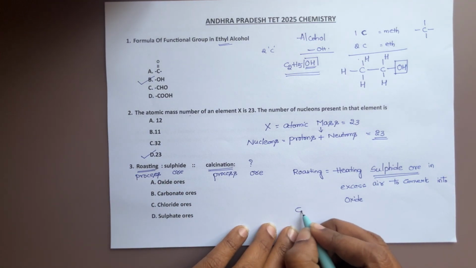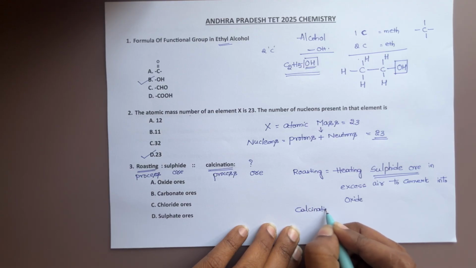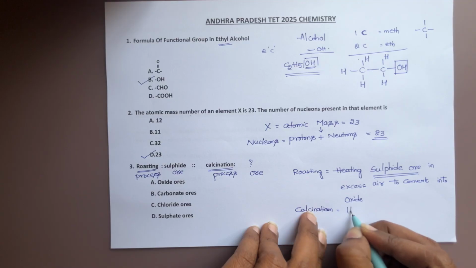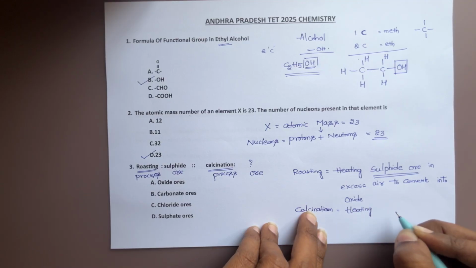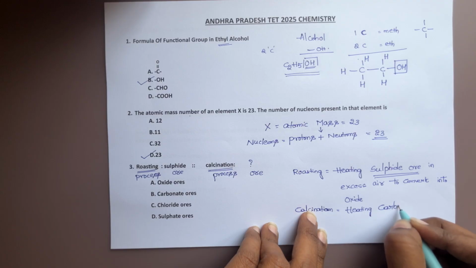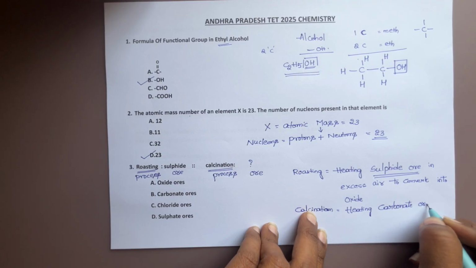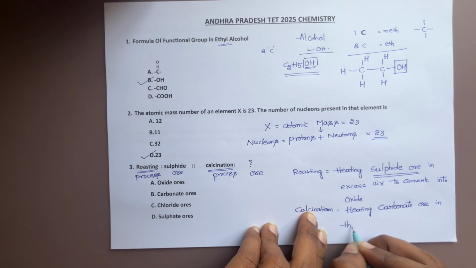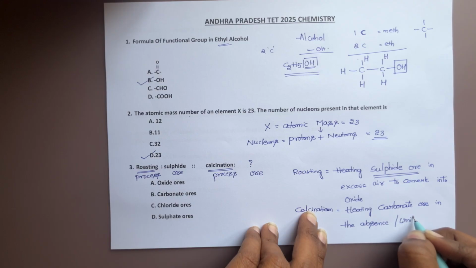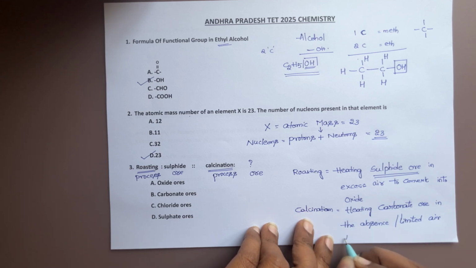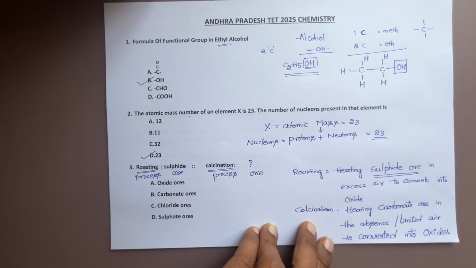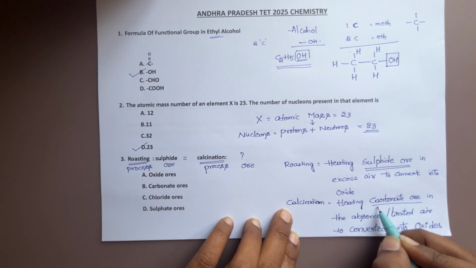Now coming to calcination. Calcination is also nothing but heating. Heating which type of ore? Carbonate ore. Heating of carbonate ore in the absence or limited supply of air, to convert it into oxides. So calcination is related to carbonate ores.